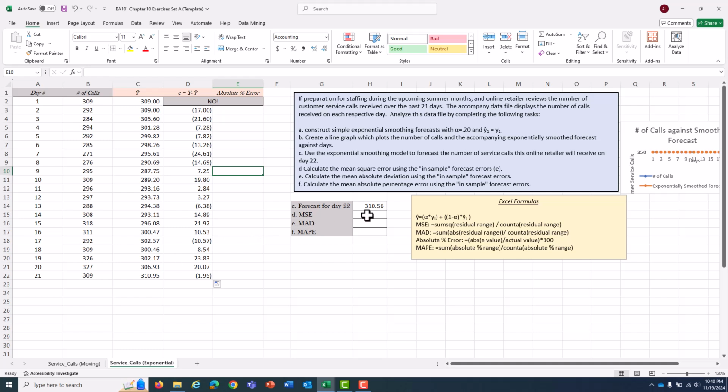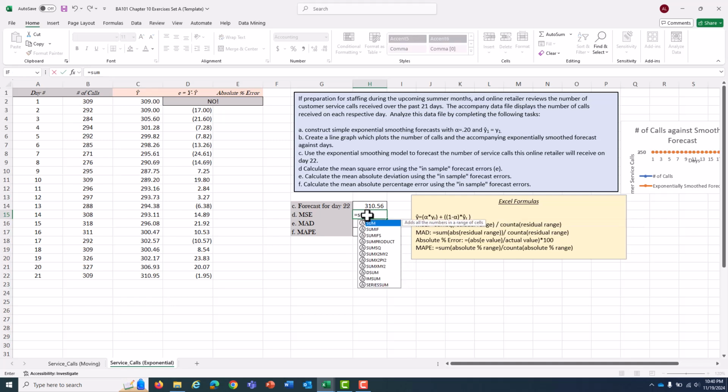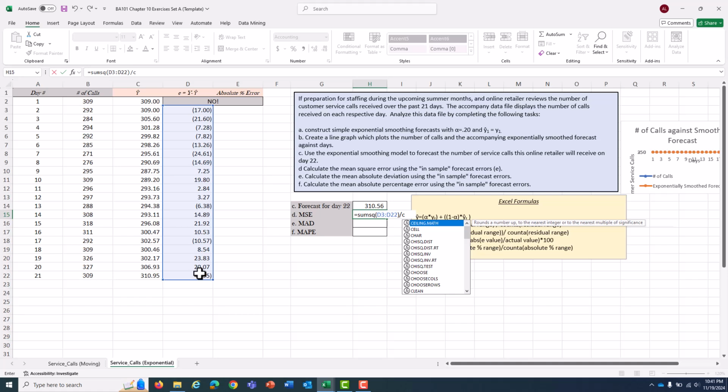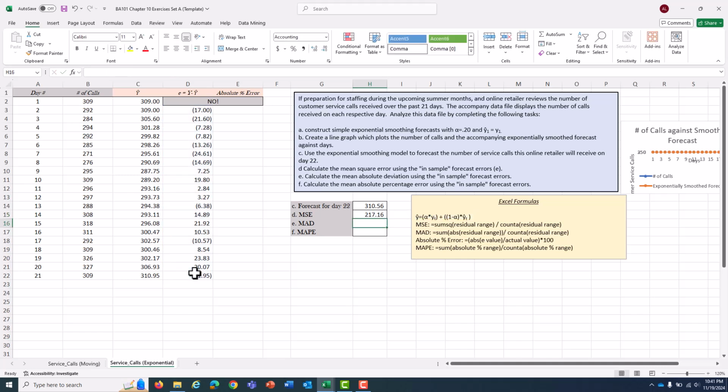So now to find my mean square error, I can just fill in the formula. This is equal to the sum squared, so SUMSQ, of the residual range, which we just calculated right here. It's going to be cells D3 to D22. Close that parenthesis, divided by how many there are, which we know is 21, but I could be thorough and just divide it by the COUNTA function of that same range, D3 to D22. And that comes out to 217.16.